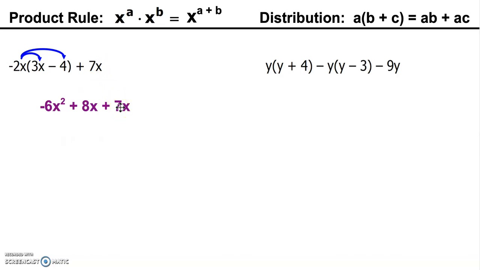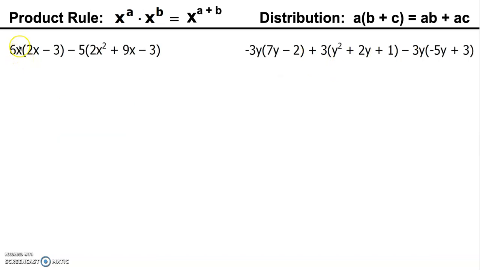Here we actually do end up with some like terms that we need to combine. We end up with an 8x and a 7x that have the same exponent. So we can actually combine those terms into 15x. So our final expression is negative 6x squared plus 15x. The next problem here is on your own. Make sure you distribute that y here, but also make sure you distribute the negative as well.